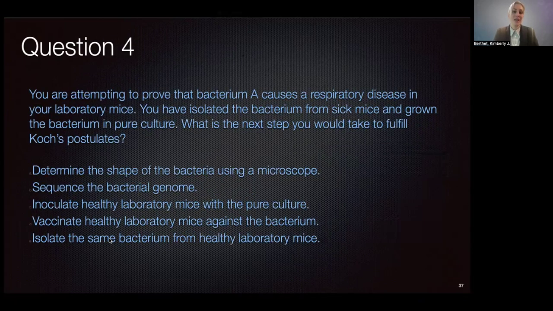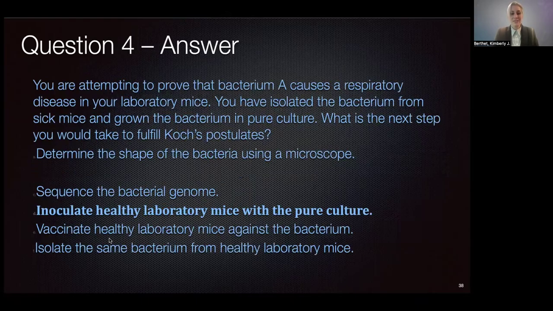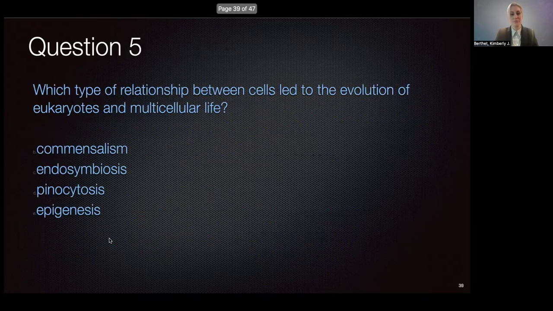Question 4. You're attempting to prove that bacterium A causes a respiratory disease in laboratory mice. You have isolated the bacterium from sick mice and grown the bacterium in a pure culture. What is the next step you would take to fulfill Koch's postulates? We'll go ahead and move on to the answer. It says that we would inoculate a healthy laboratory mouse with the pure culture. So once that pure culture is obtained, again, you would take that, inoculate a healthy mouse, and see if they succumb to the same signs and symptoms.